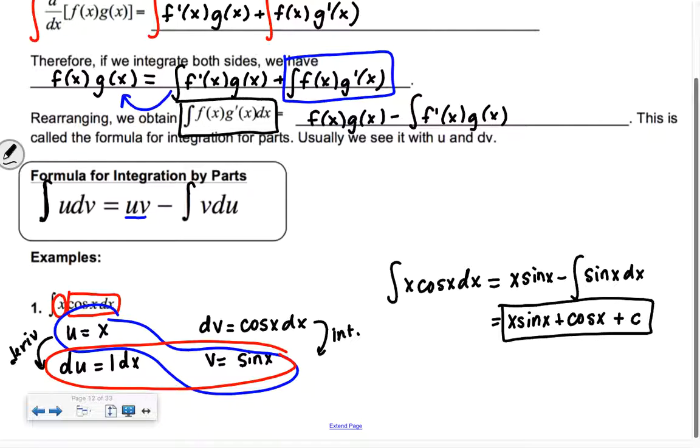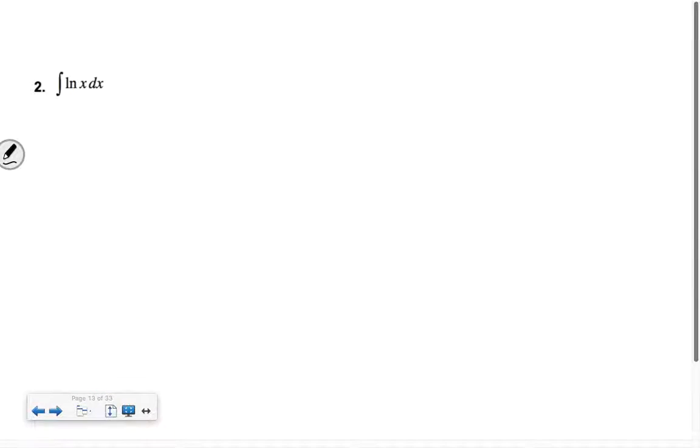So the u is the one that would eventually go to 0 if you kept taking the derivative, and dv is whatever else is left. Wait, how is it plus cosine of x? Because the integral of sine is negative cosine. So if I do the antiderivative, the derivative of sine is cosine, so the antiderivative is negative cosine. Negative derivative. All right, so this one.